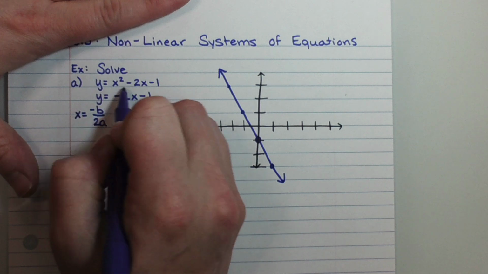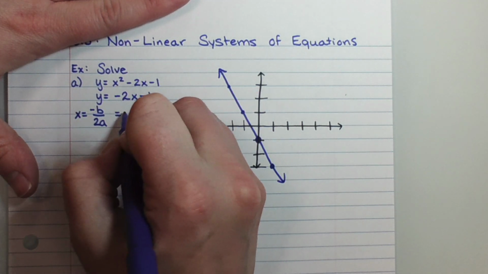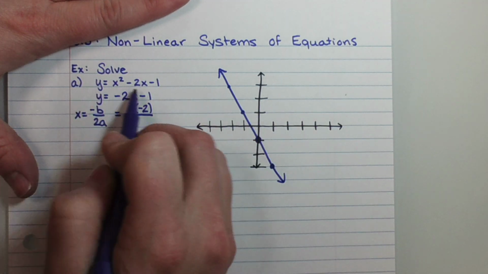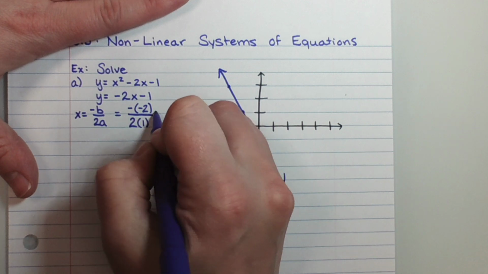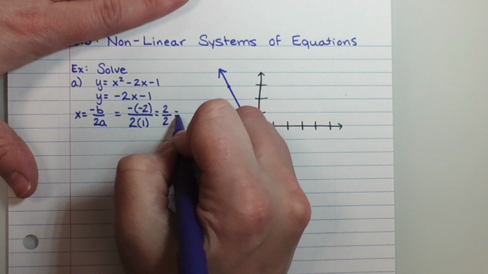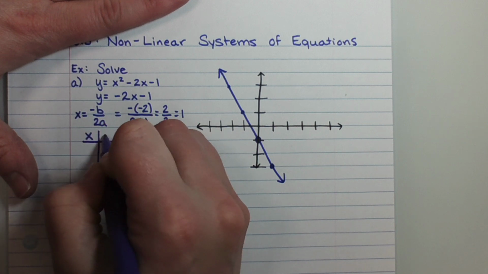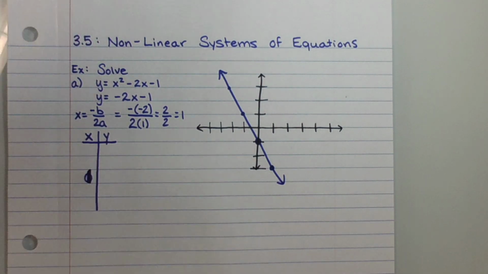What is b in this equation? Negative 2, so I got a negative 2 over 2 times, what's a? 1. That's 2 over 2, which is just 1, which means when I make my generic table, I would want 1 to be in the middle. Why did I write 0? Try that again. I want 1 to be in the middle of it.